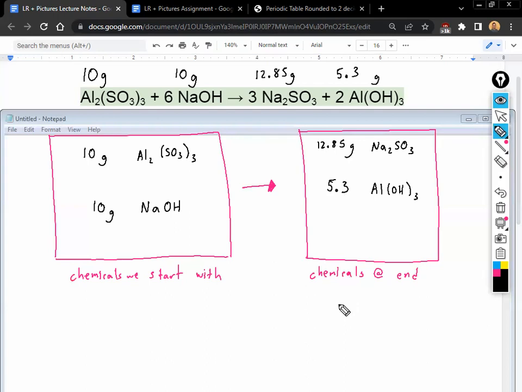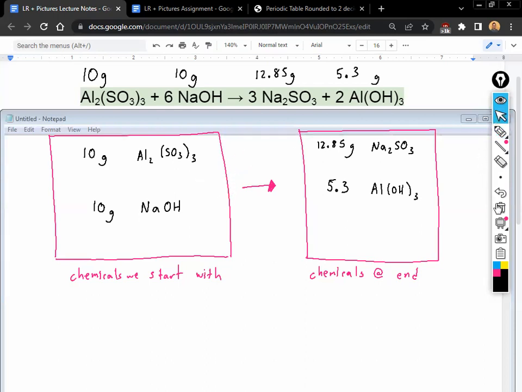Okay. All right, so if we think about it, do we have any other chemicals that we should put at the end? We do. And so let's think about it. We've been talking about limiting reagents, right? Limiting reagents are the chemicals that run out first, right? Which one of these chemicals ran out first?